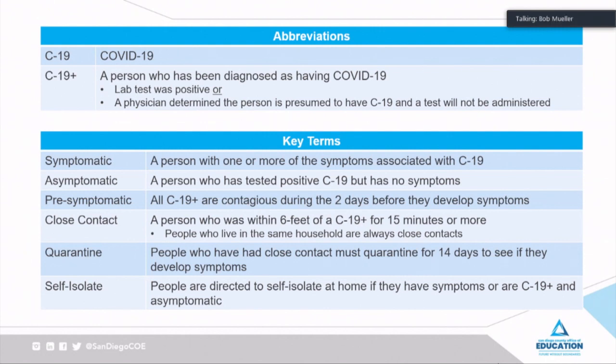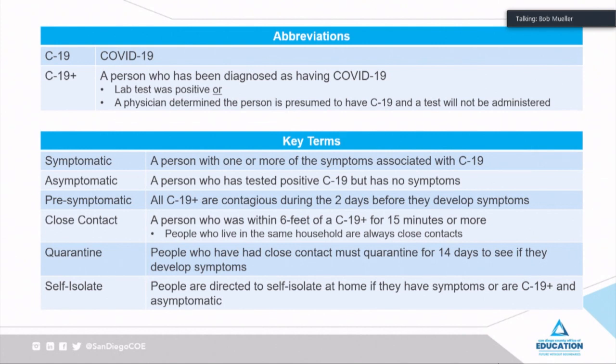An asymptomatic individual is a person who's tested positive for COVID-19, but who isn't showing symptoms. A pre-symptomatic person is a person that has COVID-19. And what we want to say about that is everyone who has COVID-19 is contagious 2 days before they begin showing symptoms. So they're pre-symptomatic during those first 2 days.